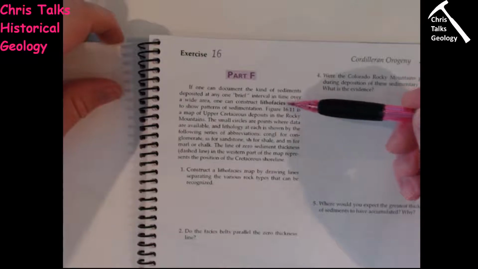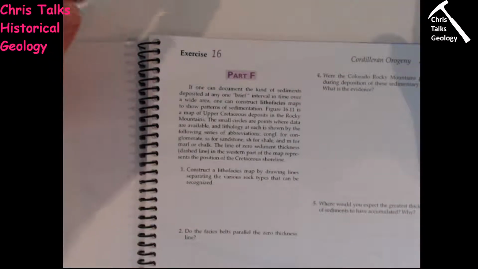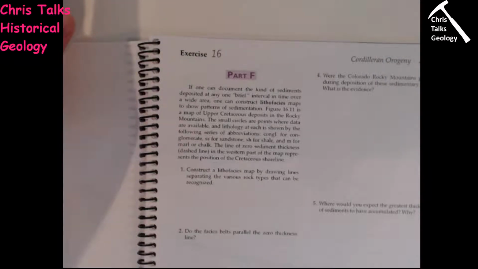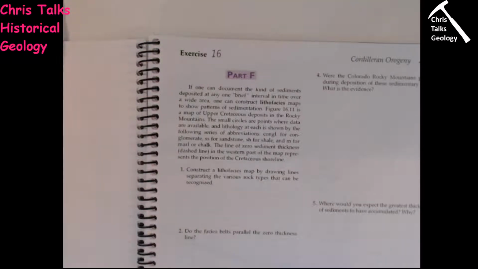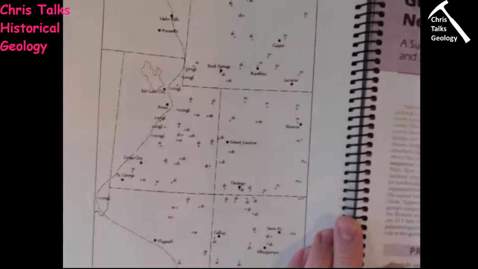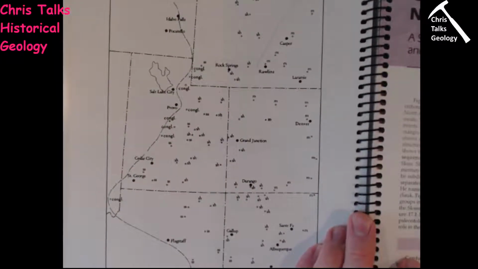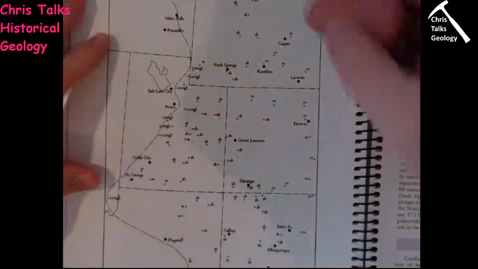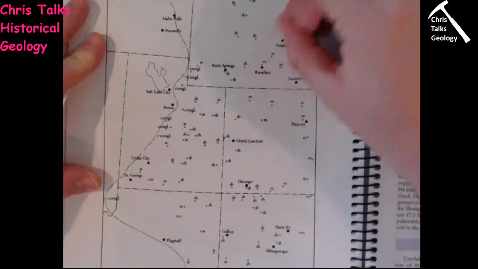Lithofacies maps require geologists to go to locations which are the same age. At every location they go to, they'll work out what the rock is. Remember, all these rocks have to be the same age. They'll look at what the rock is and try to work out what the environment of deposition is. Then they'll take all this information and put it onto a map that looks like this.